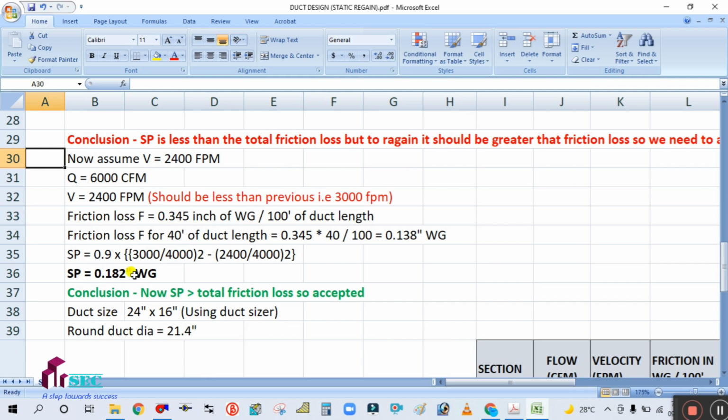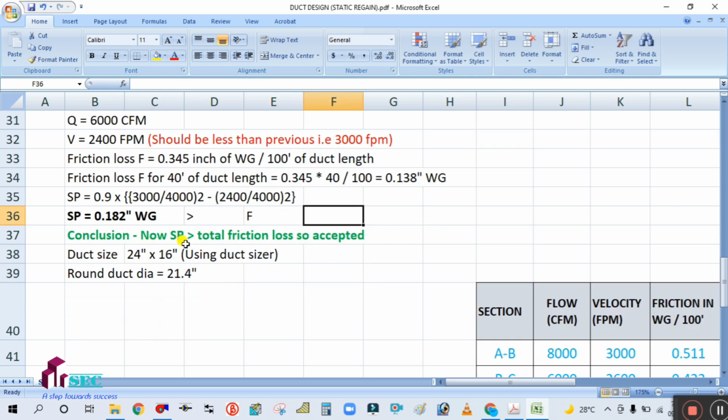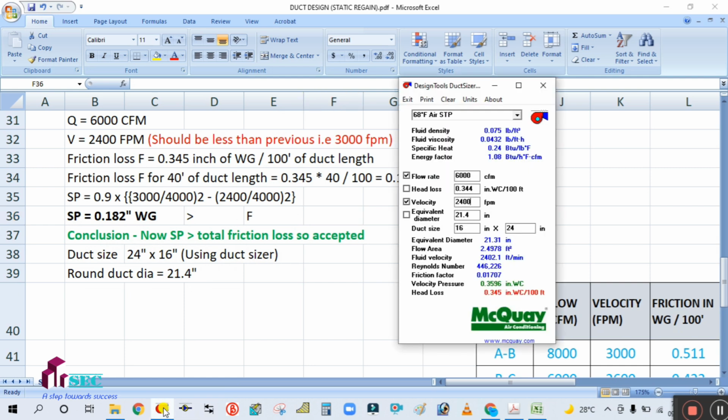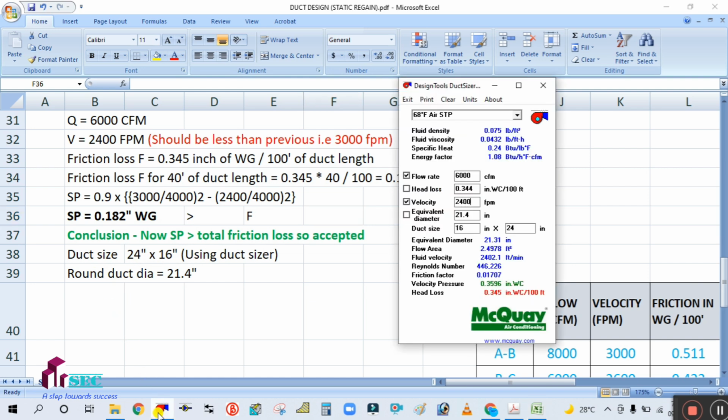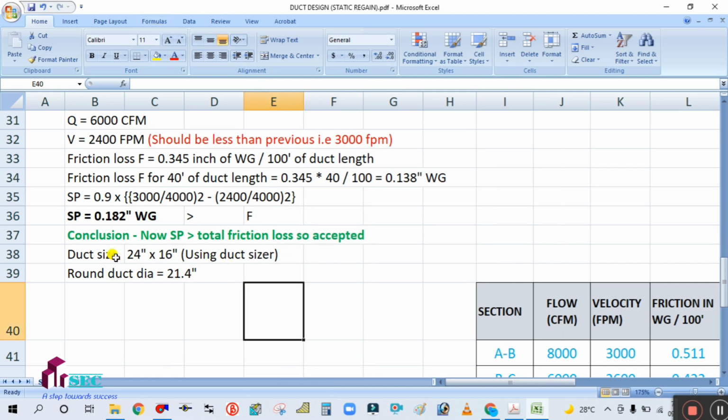Now we have to compare this static pressure and this friction loss. The friction loss is 0.138 and the static pressure is 0.182. So the static pressure is now greater than the friction loss. That means this is accepted. Conclusion: now the static pressure is greater than the total friction loss, so accepted. Now check the duct size using the duct sizer: 16 inch by 24 inch, and the round duct diameter is 21.4 inch. So this duct size is accepted.